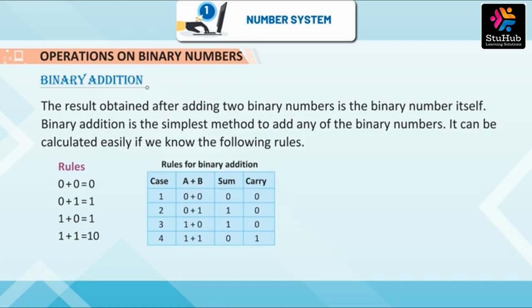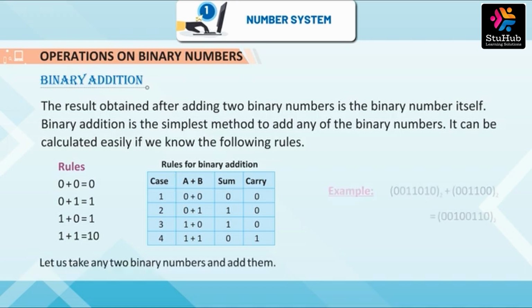Rules for binary addition. Case 1. A plus B: 0 plus 0. Sum 0. Carry 0. Case 2. 0 plus 1. Sum 1. Carry 0. Case 3. 1 plus 0. Sum 1. Carry 0. Case 4. 1 plus 1. Sum 0. Carry 1. Let us take any two binary numbers and add them. Example.